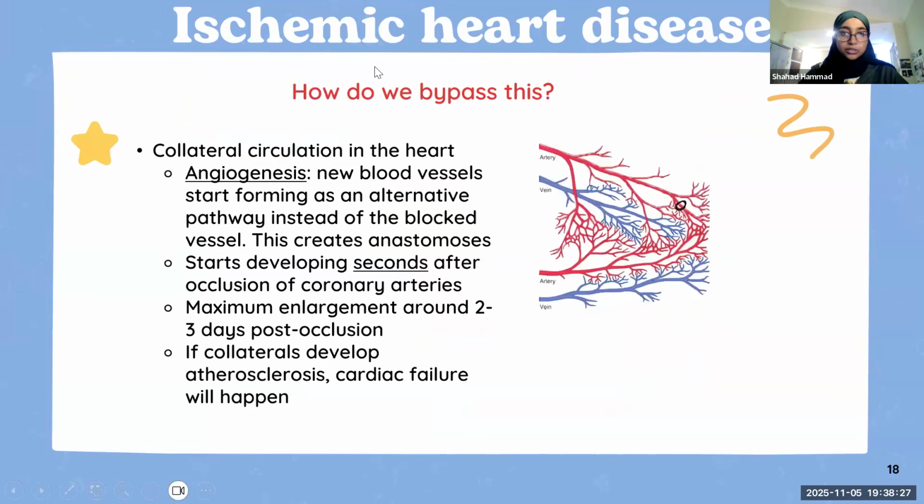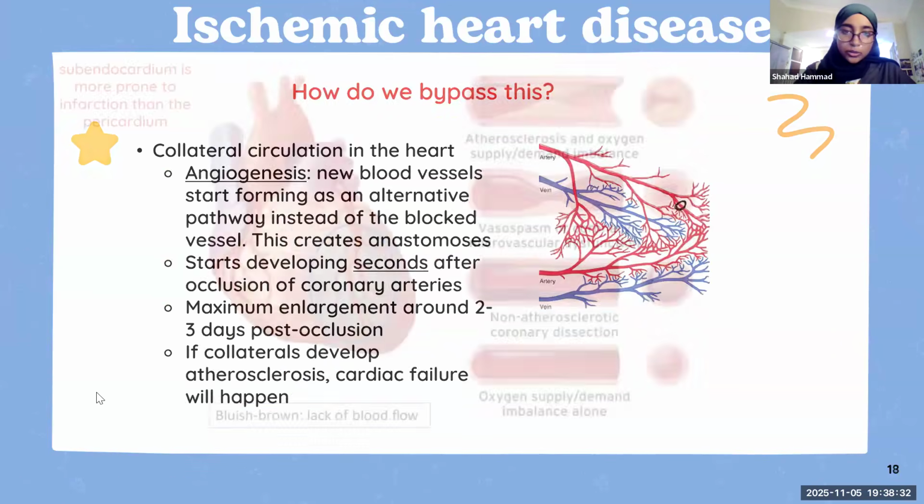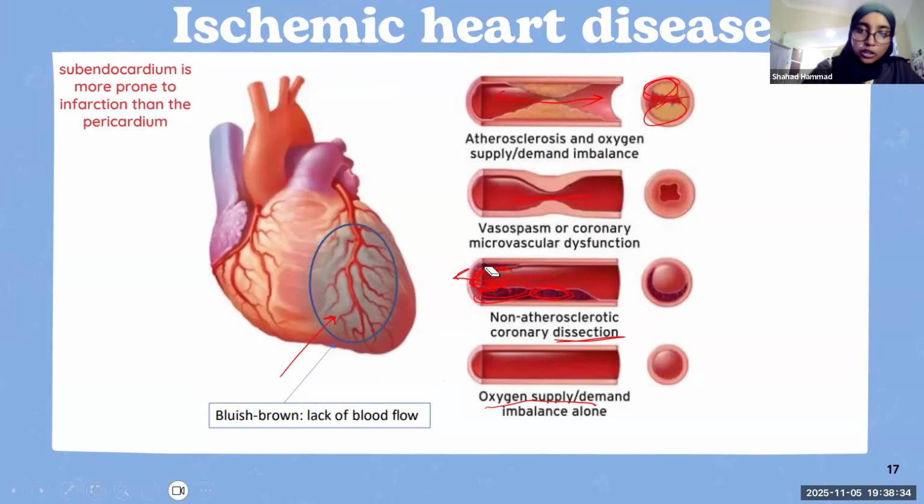Any questions before we move on? If I didn't get the dissection, no problem. So this is not a huge high yield point, but just so you can understand.